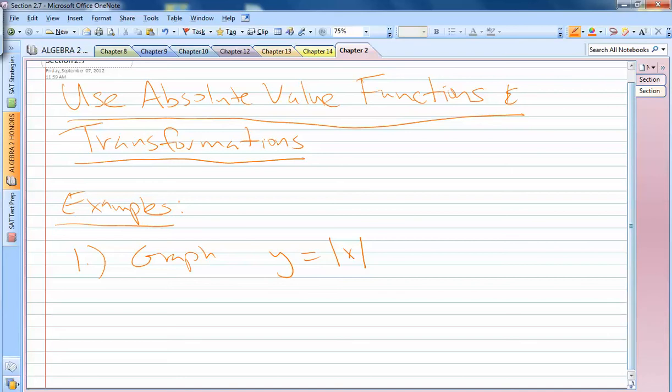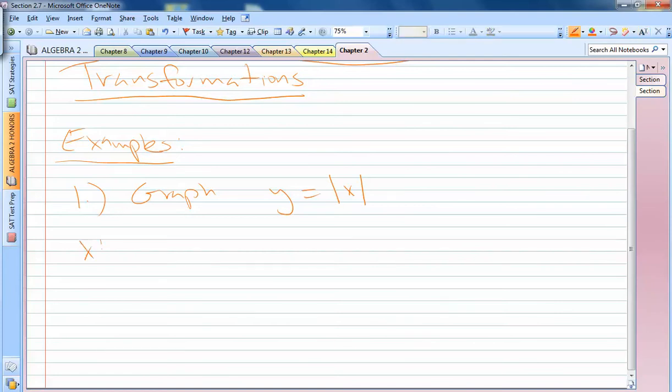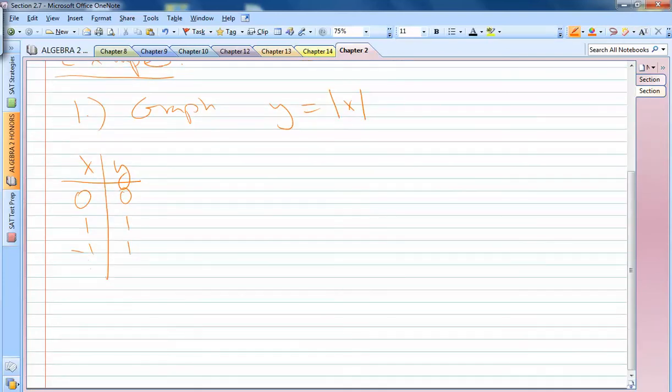So usually when we graph something for the first time, it might help for us to make a table. So I plug in maybe a few values for x, like when x is 0, y is 0, x is 1, y is 1, x is negative 1, y is still 1. Maybe a couple more, x is 2, y is 2, x is negative 2, y is still 2. Make a coordinate plane. Plot our points. It's got 0, 0, 1, 1, 2, 2.